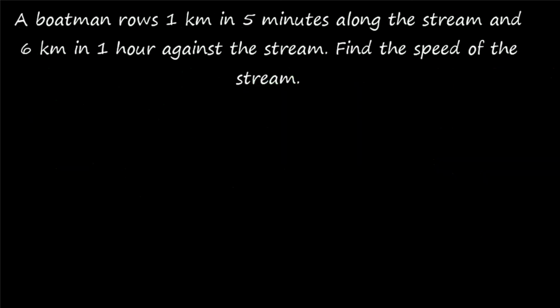Now question number 3. A boatman rows 1 kilometer in 5 minutes along the stream and 6 kilometer in 1 hour against the stream. Find the speed of the stream. So along the stream means what is the meaning? Downstream. You should be very thorough with it. Once you do all these problems, it will be very easy for you to remember. Downstream is along the stream and upstream is opposite to the stream. So downstream, the effective speed will be getting added and upstream means it will be getting reduced.